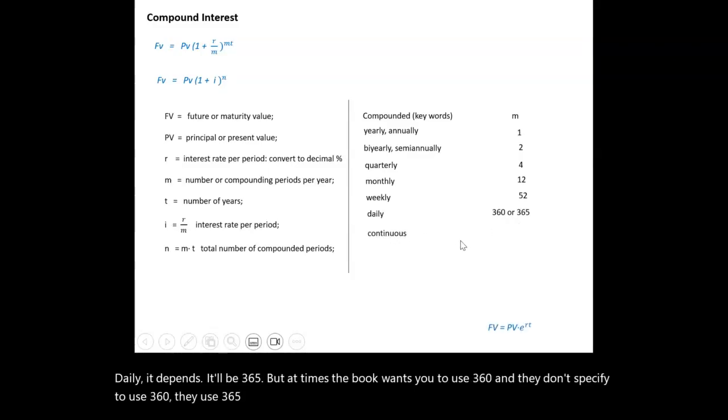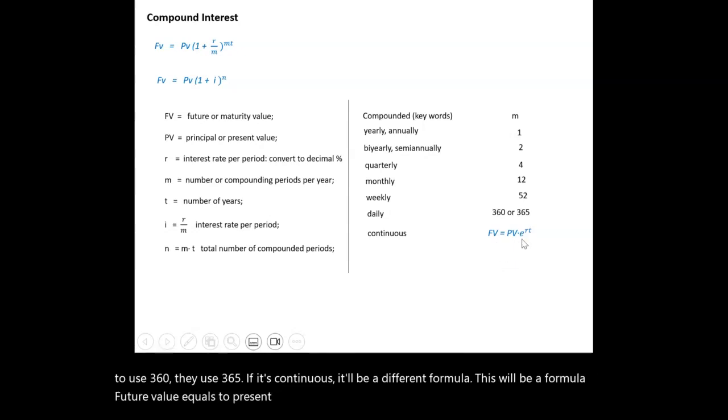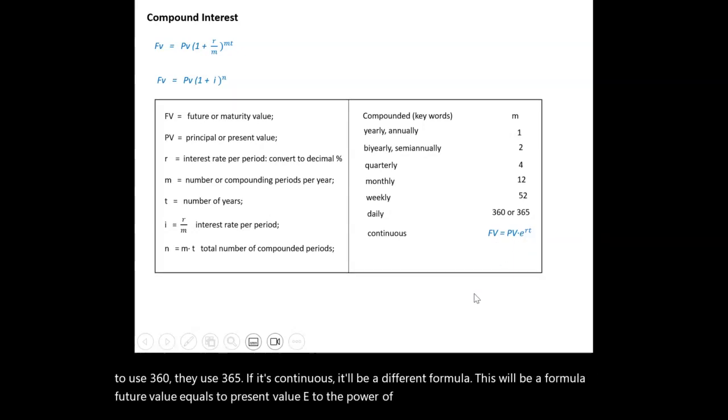If it's continuous, it'll be a different formula. This will be your formula. Future value equals present value times e to the power of RT.